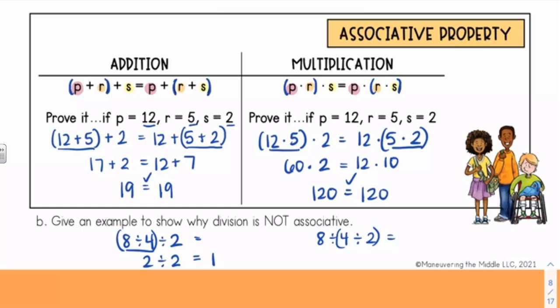Now, in the second example, if I instead group 4 divided by 2, this means I would be dividing 8 by 4 divided by 2, and if I simplify that, that's 2. 8 divided by 2 is equal to 4. So because 1 is not equal to 4, we've shown that division is not associative. We can't just group whatever sets of numbers we want to and get the same simplified expression value. So great job. Now we know that the associative property applies to both addition and multiplication.